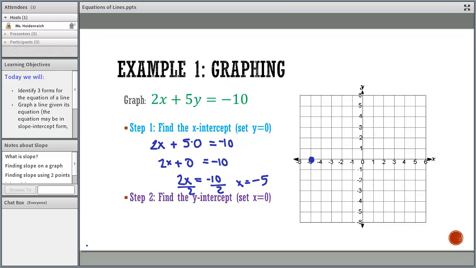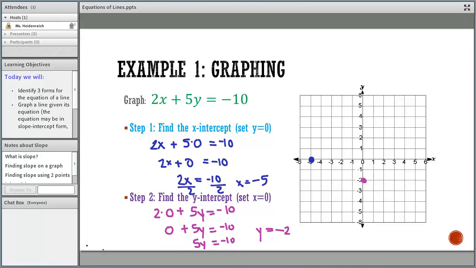And now I'm going to find my y-intercept by doing the opposite. I'm going to set x equal to 0. So using that green equation up at the top, I'm putting in 0 for x. And I'll get 2 times 0 plus 5y equals -10. And 5y then will equal -10. And if I divide both sides by 5, then I'm left with y equals -2. So I'm going to plot my y-intercept there at -2.